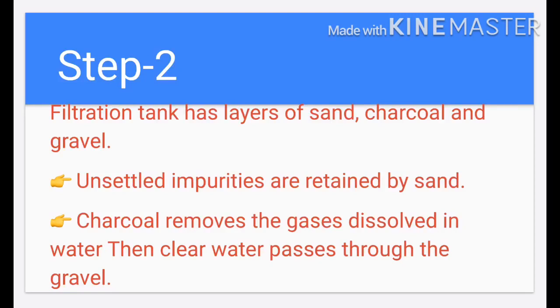This is our second step, and the filtration tank has 3 layers. First one is the sand, second one is the charcoal and the third one is the gravel, and these have different functions. Firstly, the unsettled impurities are retained by the sand, and the charcoal removes the gases dissolved in the water. Then clear water passes through the gravel.